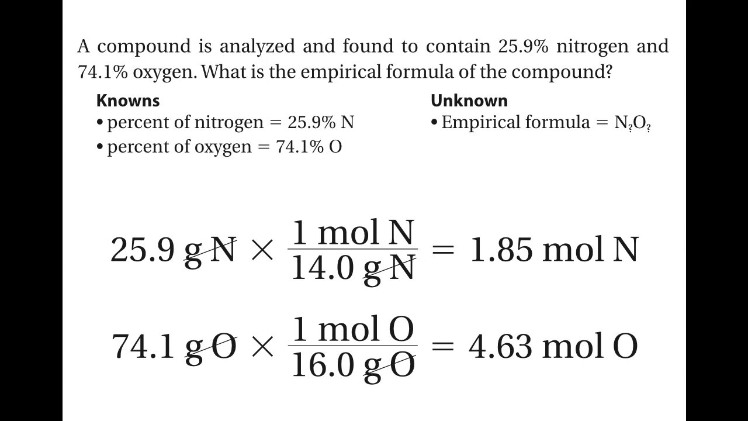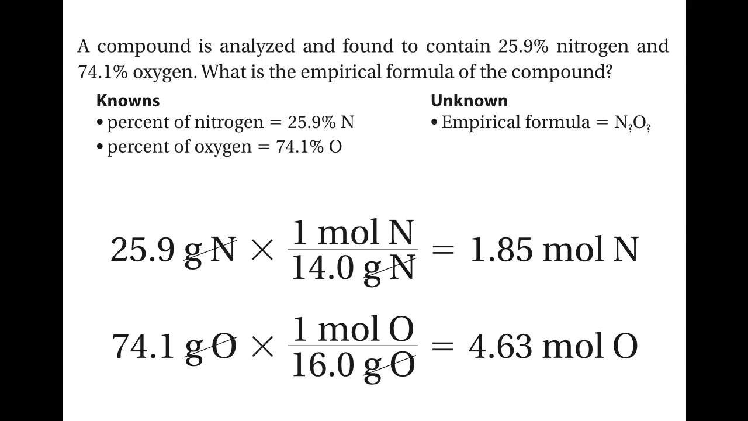As you guys can see, the gram unit will cancel out. I'm left with the mole. All I have to do is do the math. So I'm going to go 25.9 times 1 divided by 14.0 grams. I will be left with 1.85 moles of nitrogen. I will do the same thing for oxygen. I will go 74.1 times 1 divided by 16.0, and I get 4.63.